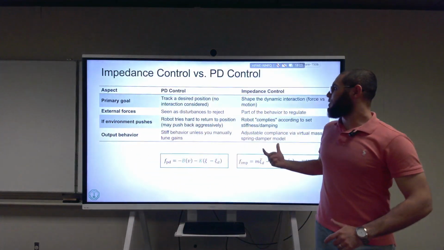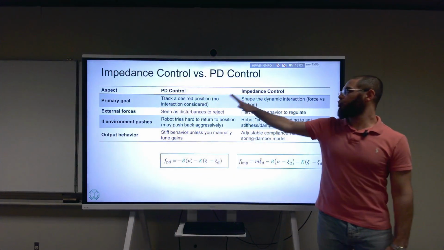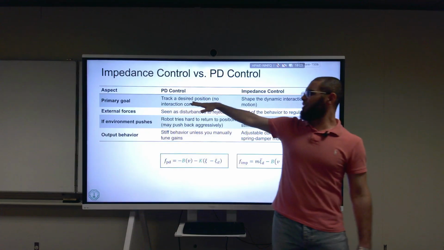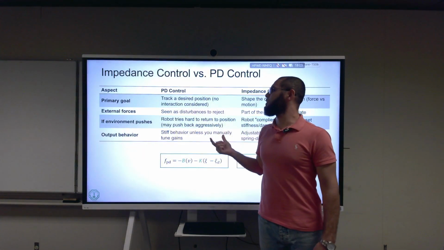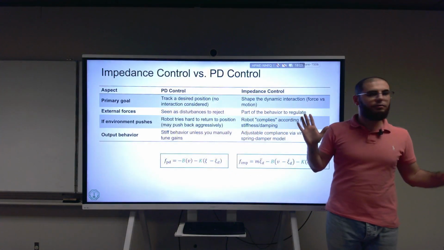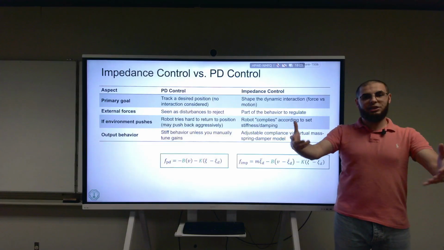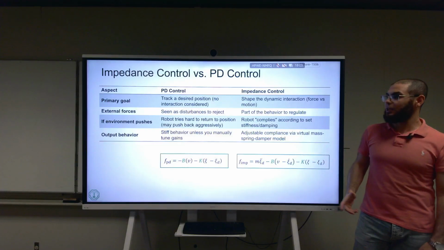The way of thinking about impedance control, the whole idea of PD control versus impedance control, is the approach, not just the control law. In PD control, you want to track a desired position, and you don't think about interaction. While here, you want to shape the dynamic interaction, so you're thinking about the interaction from the start. Okay? So that's the first thing.